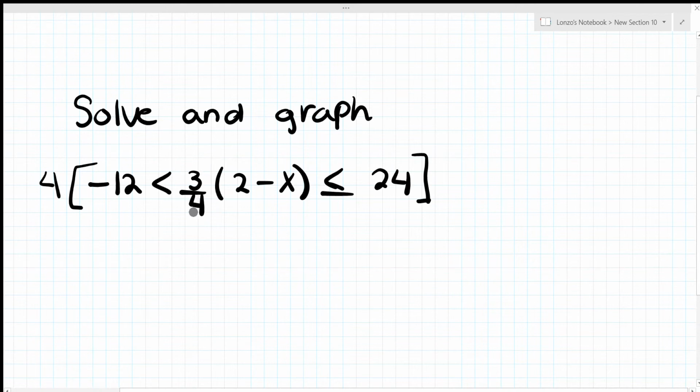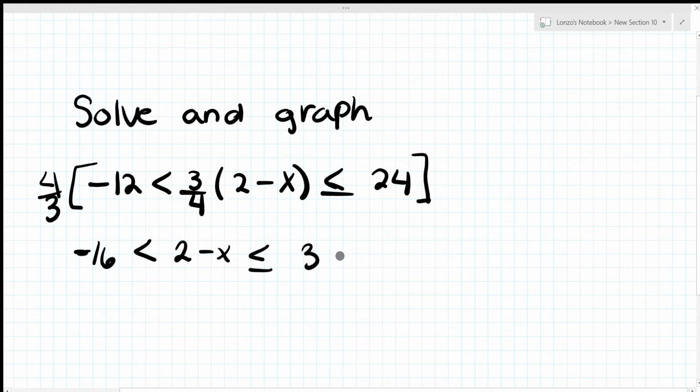Actually, I want this whole 3/4 gone, so I can multiply everything by the reciprocal of 3/4, which is 4/3. Over here you get negative 16, because 4/3 times negative 12 is negative 16. The sign does not change. And then 3/4 times this just cancels, so you're left with 2 minus x less than or equal to 24 times 4/3, which is 32.